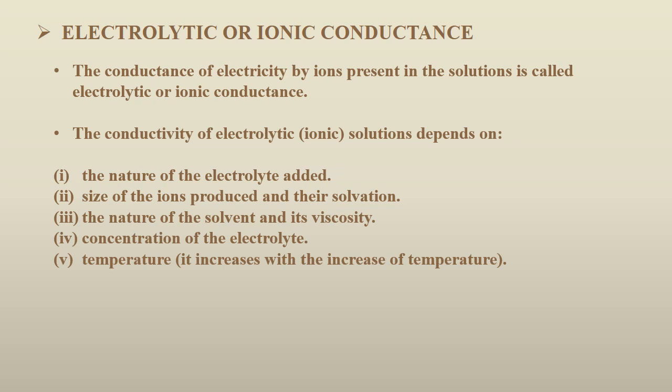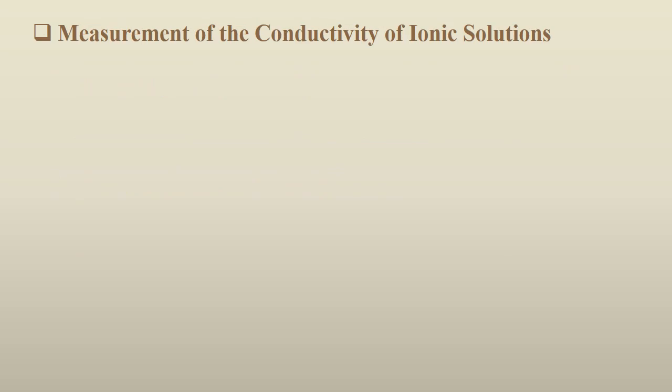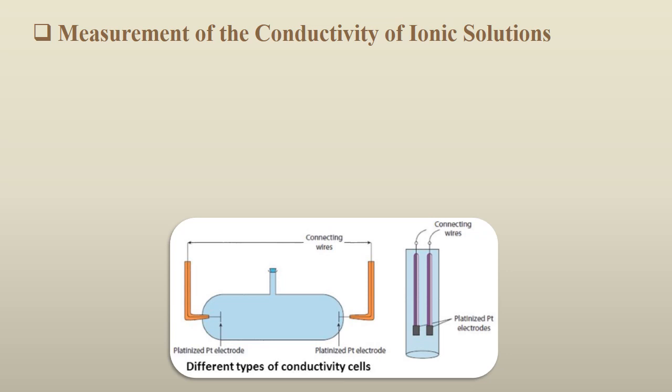Hence, we can say the conductivity of electrolytic or ionic solutions depends upon the nature of the electrolyte added, size of the ions produced and their solvation, the nature of the solvent and its viscosity, concentration of the electrolyte, and temperature. Now the question comes how we will be able to measure the conductivity of the ionic solutions. So the problem is resolved by designing conductivity cells.